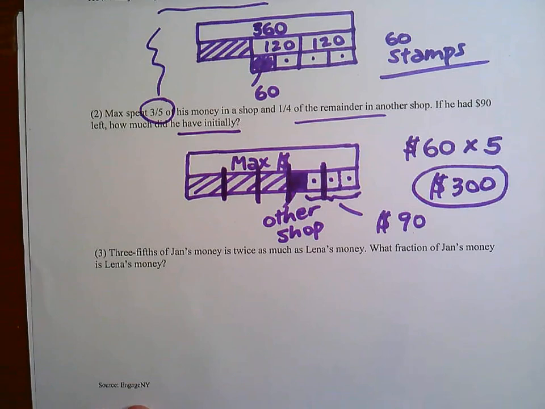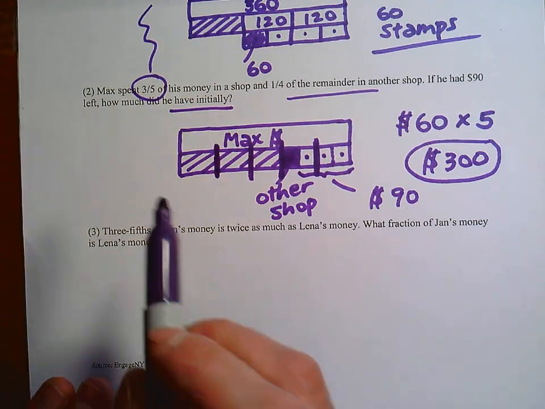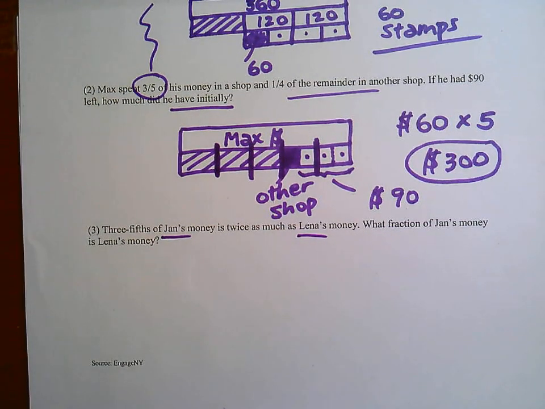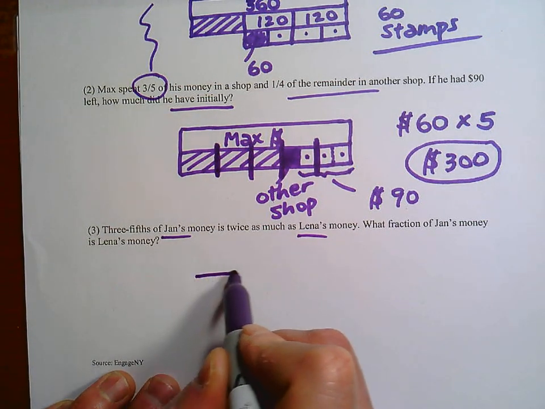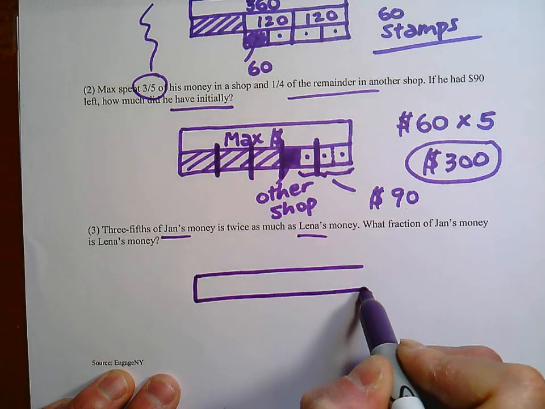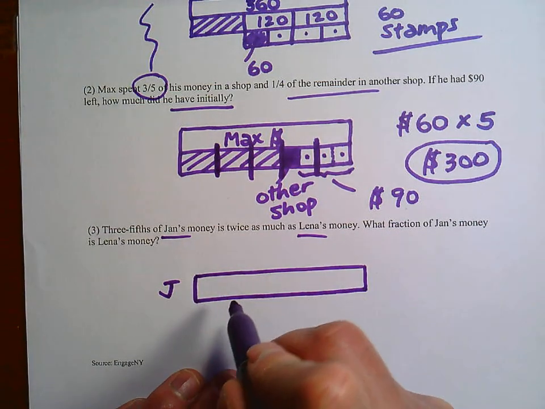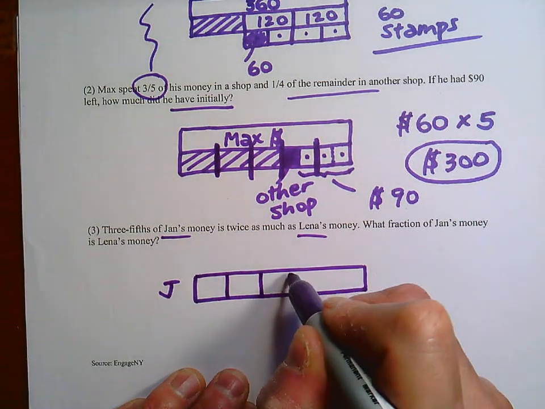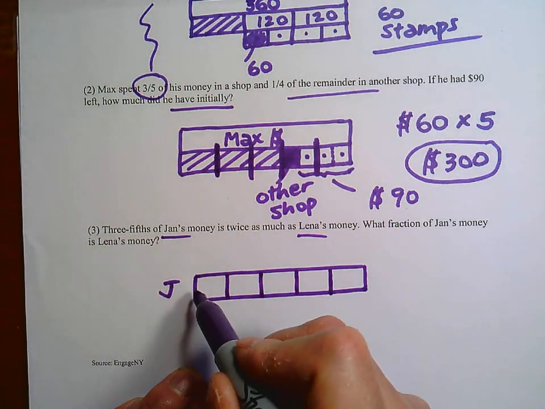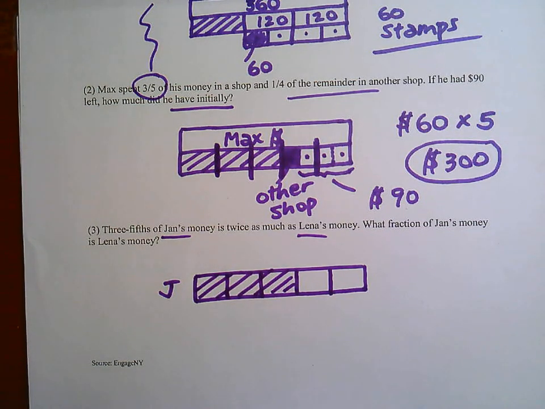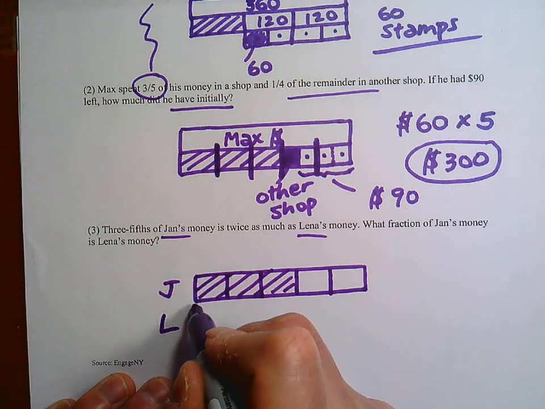So we'll do one more. This one is also about money. We have Jan's money and we have Lena's money. 3/5 of Jan's money is twice as much as Lena's. I'm going to do this one a little bit differently. Let's look at Jan. I'll call that J for Jan. 3/5, so again I'm going to break this into 5. So we have 5 parts. 3/5 of Jan's money looks like that. And now it says this is twice as much as all of Lena's money. So Lena's money looks like this.